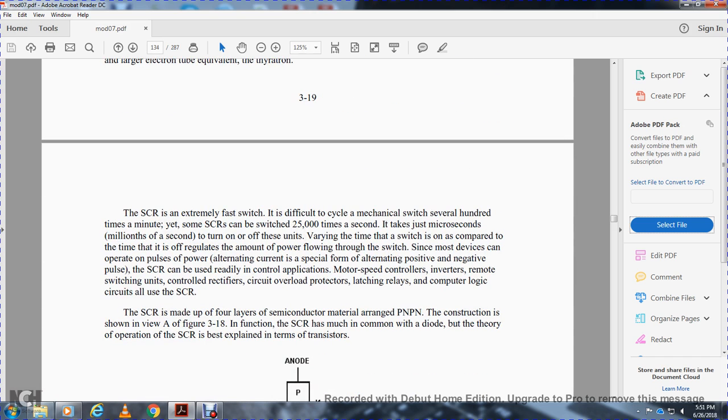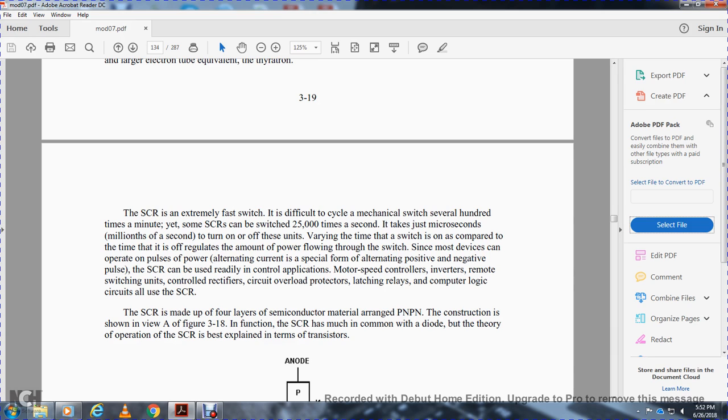The silicon controlled rectifier is an extremely fast switch. It is difficult to cycle a mechanical switch several hundred times a minute, but the silicon controlled rectifier can switch up to 25,000 times a second. It takes just a microsecond, a millionth of a second, to turn off. This type of switch can be used as a regulator for the amount of power flowing from the switch, operating on pulses of the alternating current in the special form of alternating positive and negative pulses.